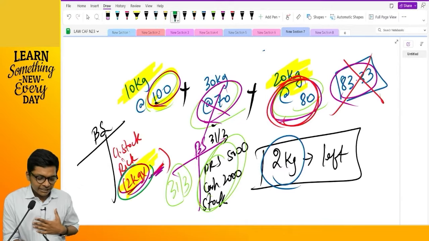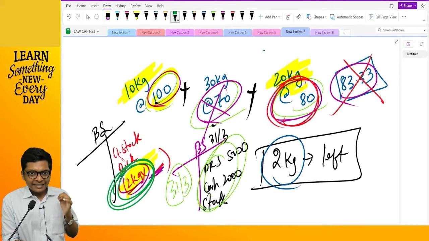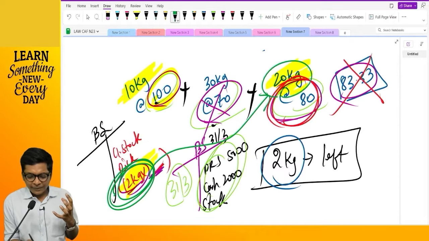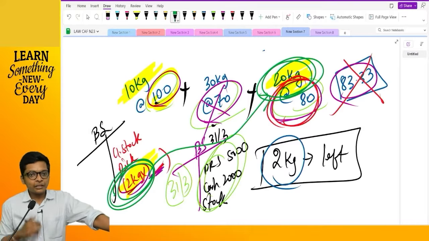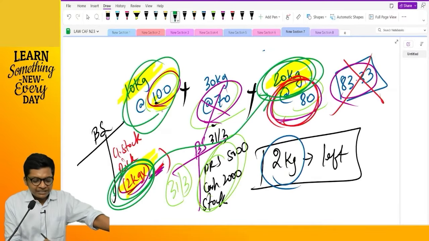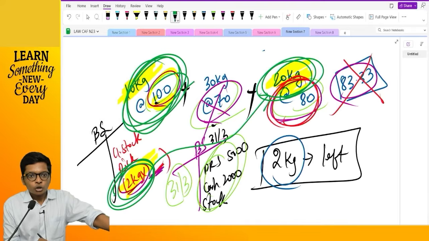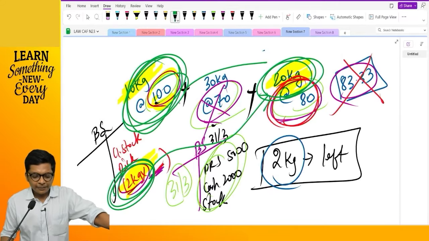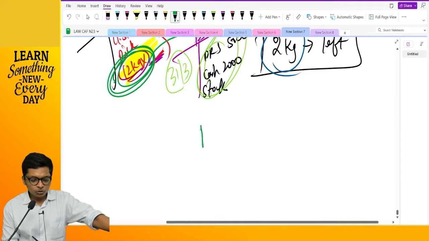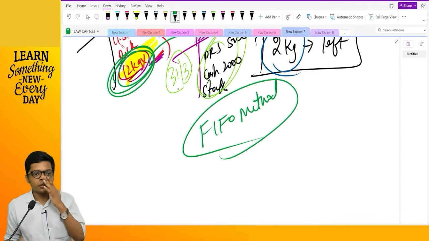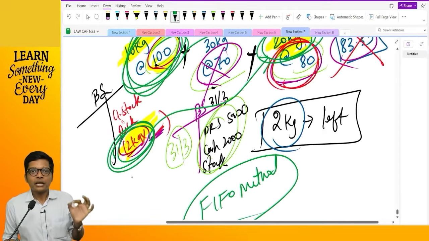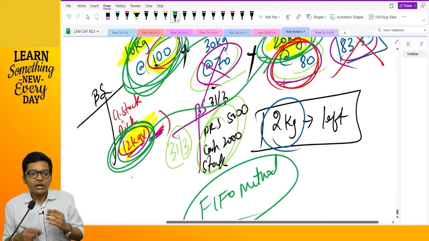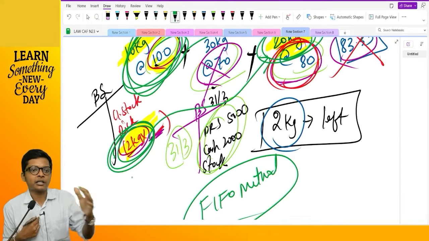This 2 kg represents the rice from the latest purchase of 80-20 kgs. That means the first purchase is used first. That means I use the method called... everybody will teach you what FIFO method is first. I am teaching you the logic of the method. The logic of the method says first in, first out: first purchase, first use.